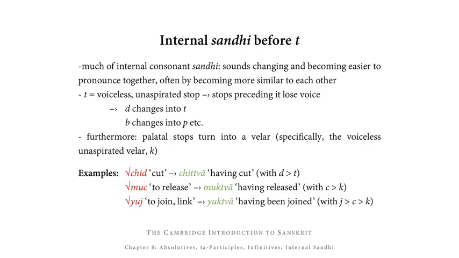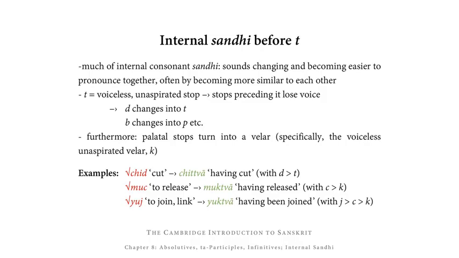A lot of internal sandhi concerning consonants consists of sounds changing and becoming easier to pronounce together, and very often that happens by means of these sounds becoming more similar to each other. So for example, if you look at a T, that is a voiceless, unaspirated stop, and what we find happening in internal sandhi before T is that stops lose their voice, so also become voiceless. So for example, in front of a T, a D will change into a T. A voiced D will lose its voice and turn into voiceless T. Similarly, a B will change into a P, again voiced becoming voiceless, and so on.